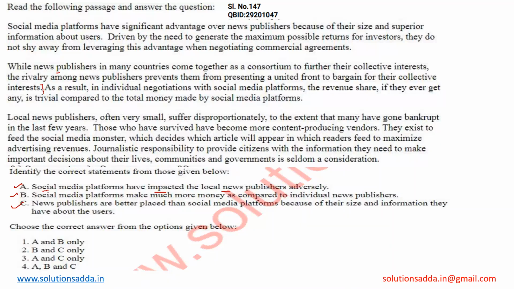So this is not related to our statement. Let's read paragraph number 3. Local news publishers, often very small, suffer disproportionately to the extent that many have gone bankrupt in the last few years.